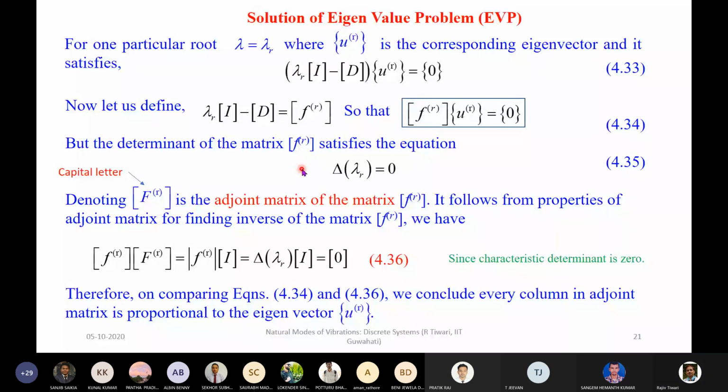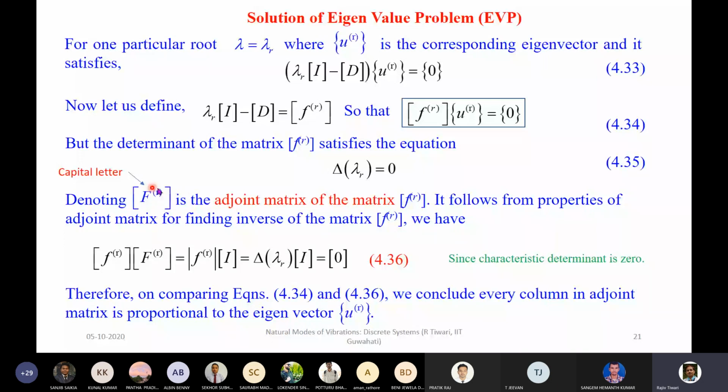Now, the determinant of this is what? The determinant of this is nothing but the characteristic equation. If you see here, the determinant of that we are representing as this. So there is a polynomial, and now I'm giving one method for how we can obtain the eigenvector using the adjoint matrix. So let us say capital F.